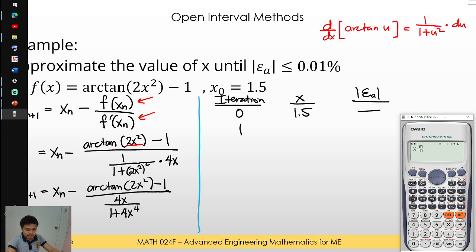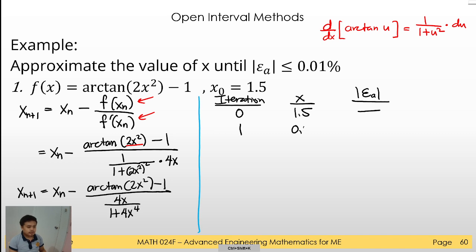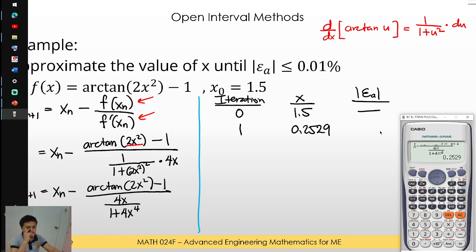So arctangent here is shift tan. Be mindful to always change your calculator into radians, so change this first into radians. And then 2x squared minus 1, all over 4x over 1 plus 4x to the 4th power. So calculate this for the first iteration. The initial guess is 1.5, so the next guess will be 0.2529.